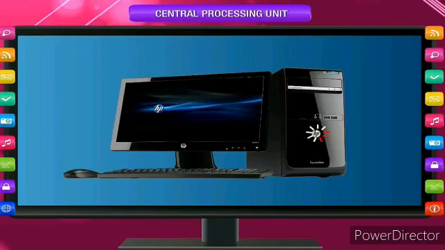Let us understand more about the CPU. The CPU is the brain of the computer, where it receives and stores information. It makes calculations and sends results to the output devices. The CPU is also known as the system unit. Input devices and output devices are the peripherals attached to it.